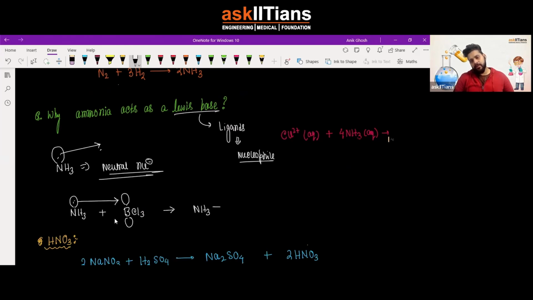So here we form this adduct, H3N→BCl3. This coordination chemistry is being formed. Here, this is a Lewis base. This is a Lewis acid.